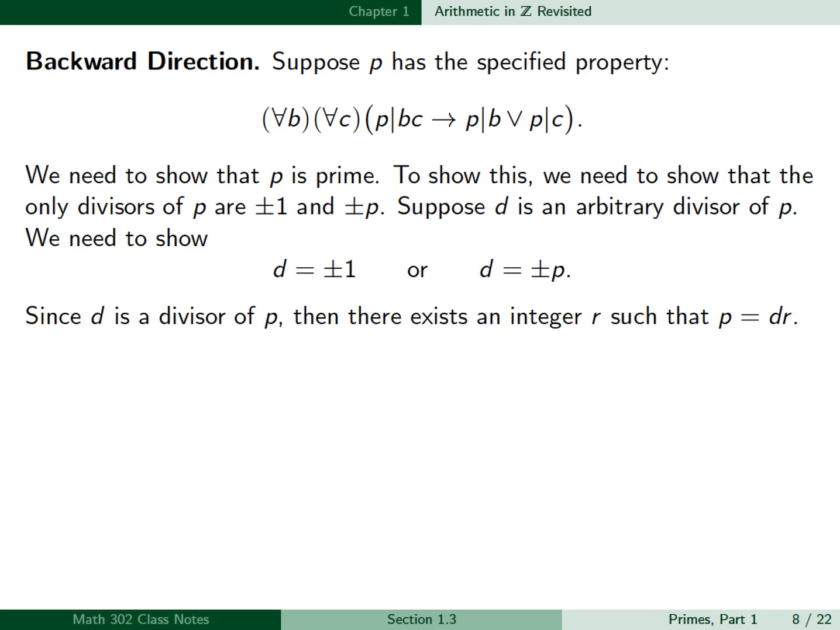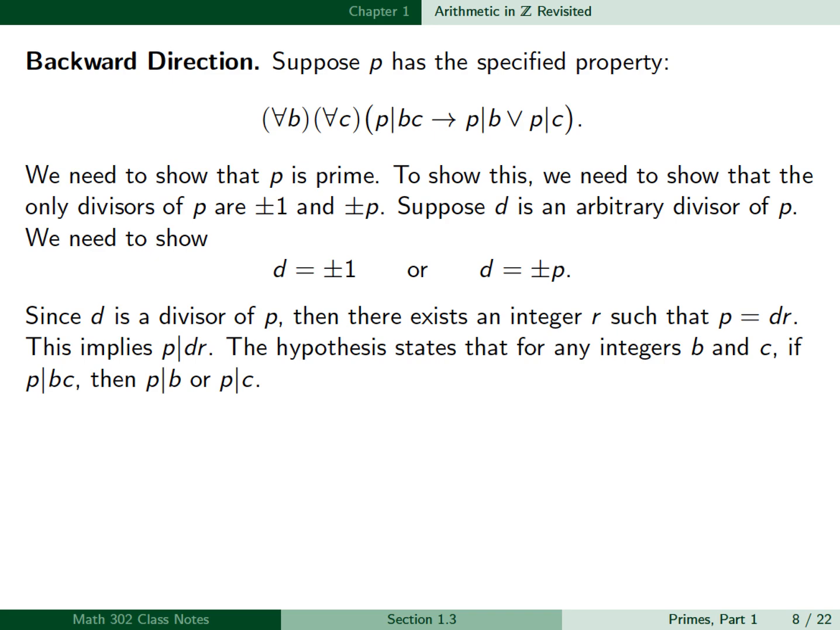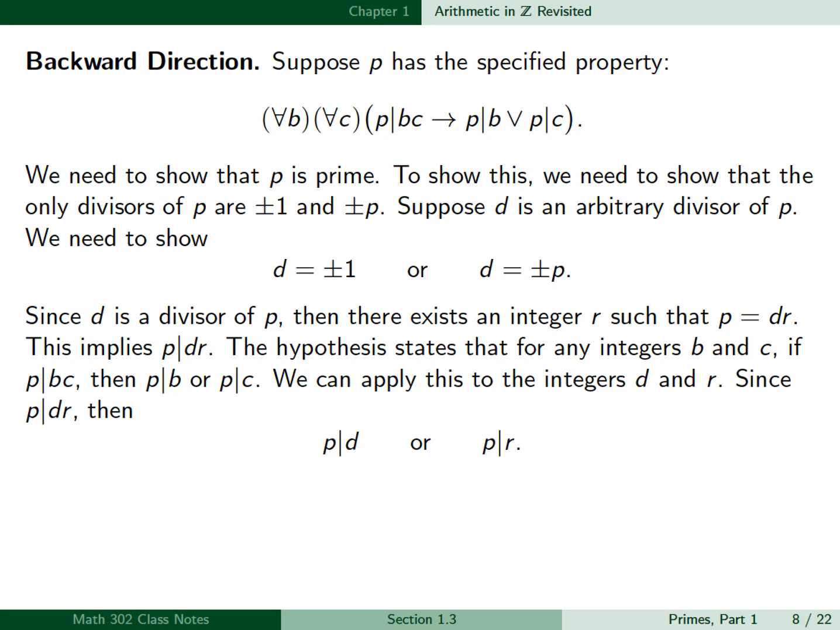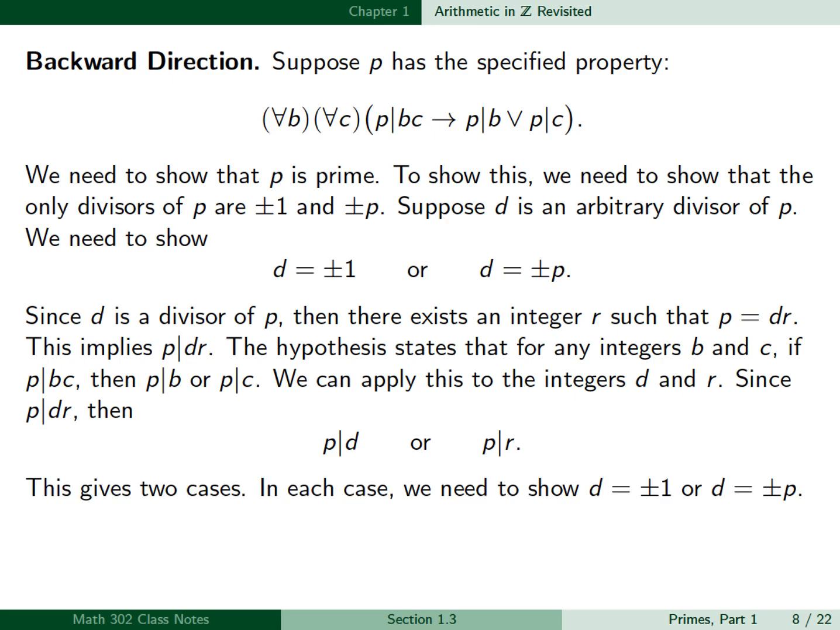Now, since D is a divisor of P, there exists an integer r such that P is equal to dr. This implies P divides dr. Now, the hypothesis states that for any integers b and c, if P divides the product bc, then P must divide one or the other, either b or c. We can apply this hypothesis to the integers d and r. And since P divides dr, then P must divide d or P must divide r. This gives us two cases. And in each case, we need to show our conclusion that D is either plus or minus 1 or D is plus or minus P.